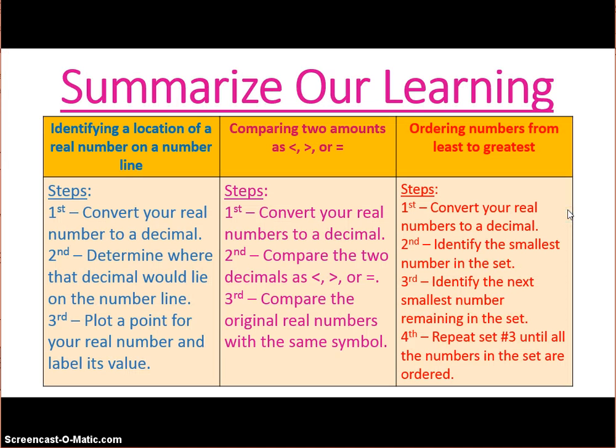To summarize what we've learned, here is a chart, and it shows you the 3 things we've learned: identifying the location of a real number on a number line, comparing two amounts as greater than, less than, or equal to, and ordering numbers from least to greatest. It also puts all the steps in one place for you.